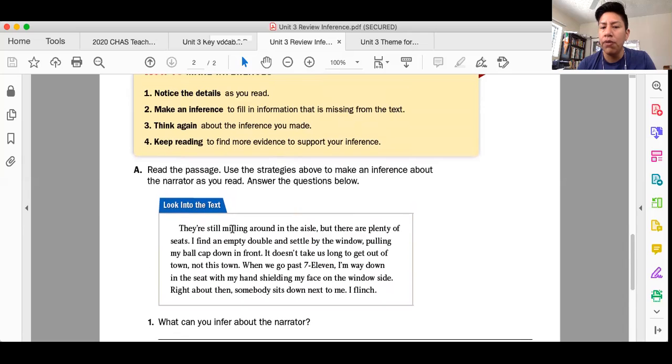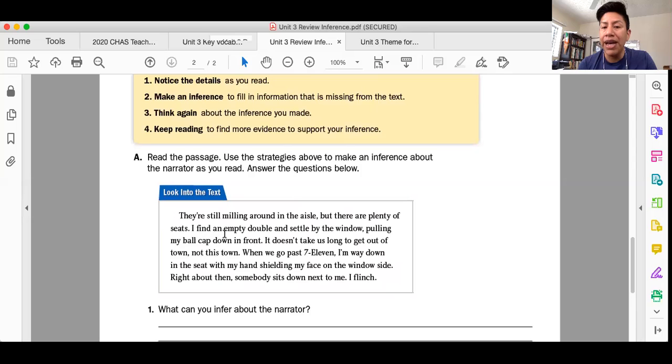Okay, so remember, we're noticing the details. So for example, in the first sentence, they're still milling around in the aisle. If I don't know what is milling, it's okay, around in the aisle, but there are plenty of seats. The one key word I know is seats, asientos. So there's somewhere where there are seats. Okay, so where, I have to infer, where do people have seats, a place to sit? Like school, like a bus, like an airplane. Okay. Then I find an empty double and settle by the window. Okay, so then, window usually means like a bus or again, an airplane. Okay, so I'm thinking those things. Pulling my ball cap down in front.